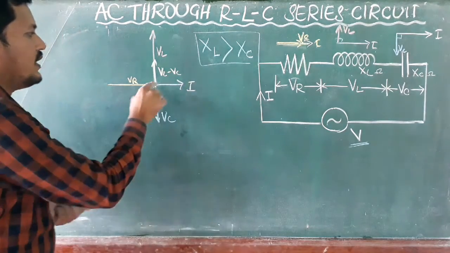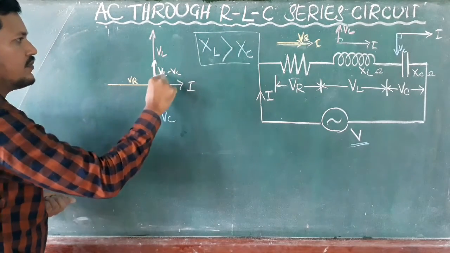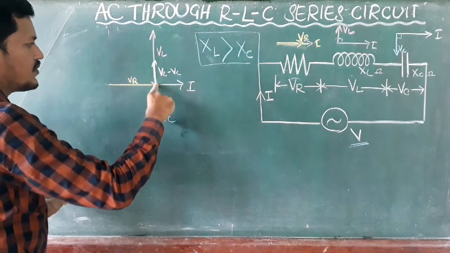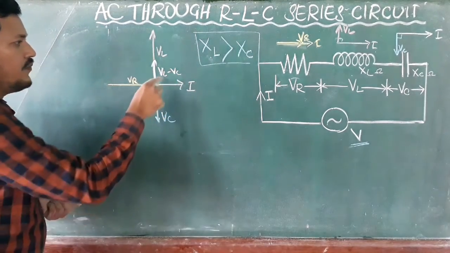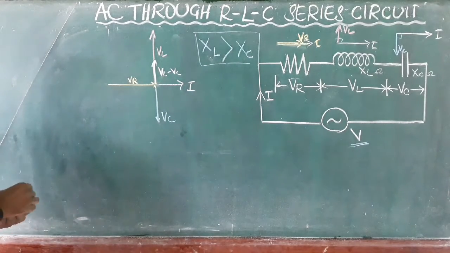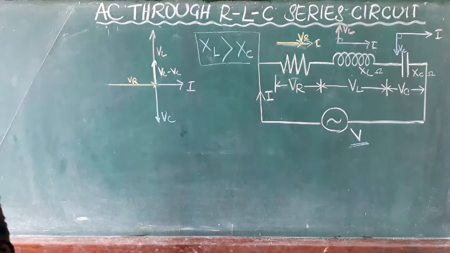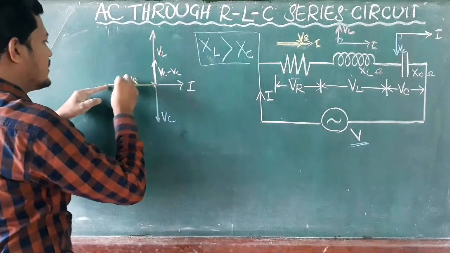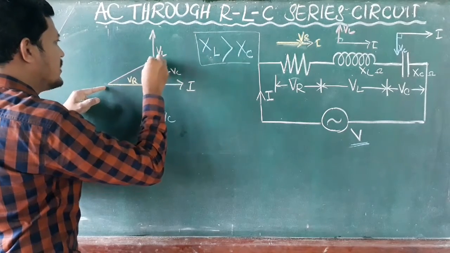Clear? I have drawn it upward because we took XL as larger, so VL is the larger value and VC is smaller, so the difference is VL minus VC. Now we can draw our total voltage. Here VR and the voltage difference give the total voltage. So this one is now V.